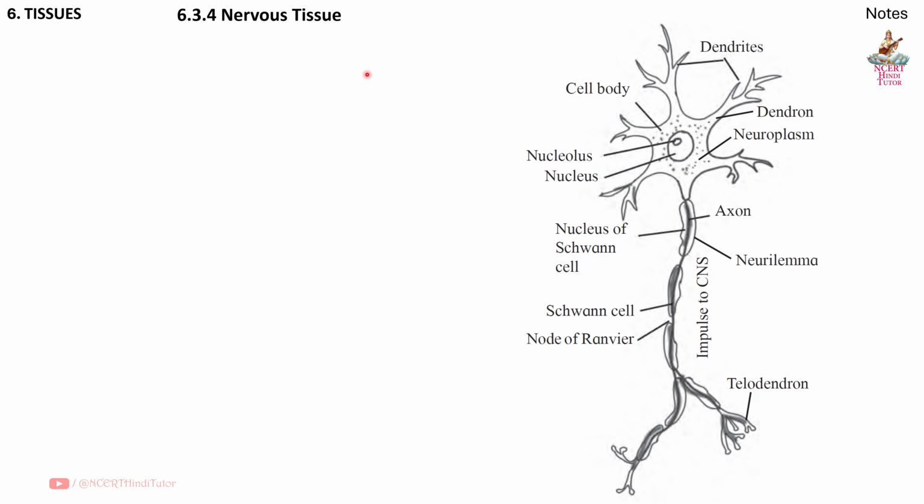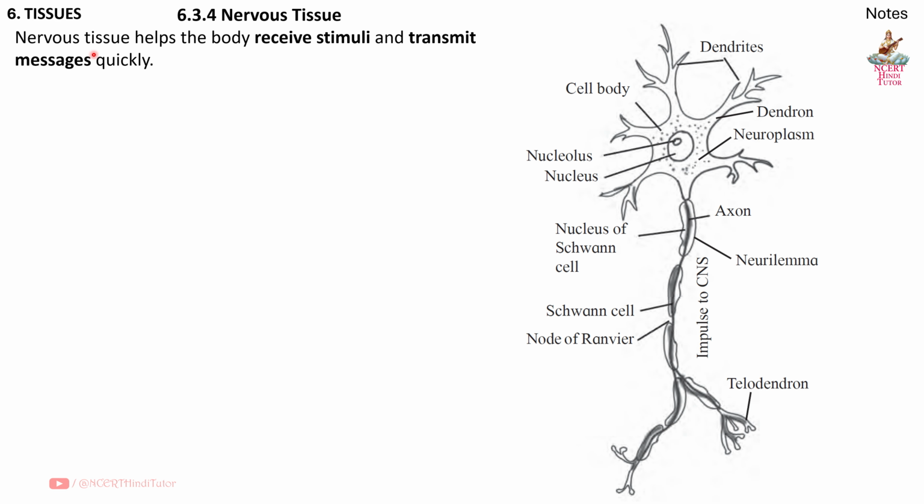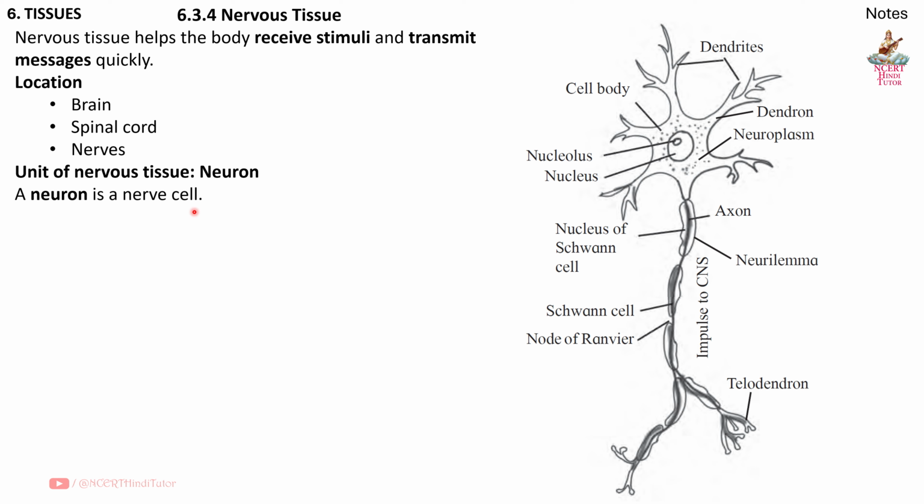6.3.4 Nervous tissue. This is the diagram. Nervous tissue helps the body receive stimuli and transmit messages quickly. Location: brain, spinal cord, nerves. Unit of nervous tissue: neuron. A neuron is a nerve cell.